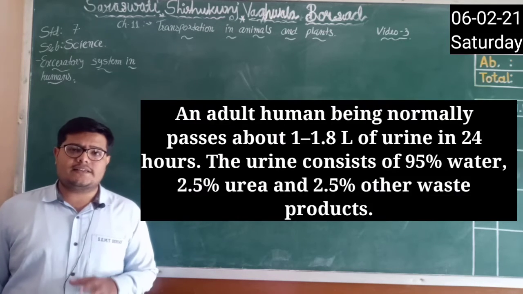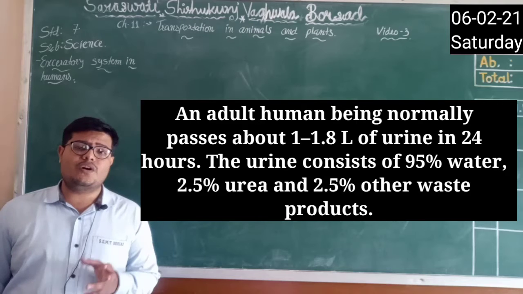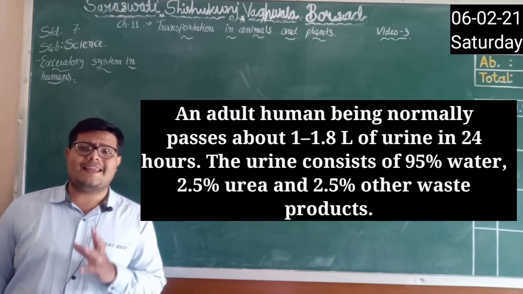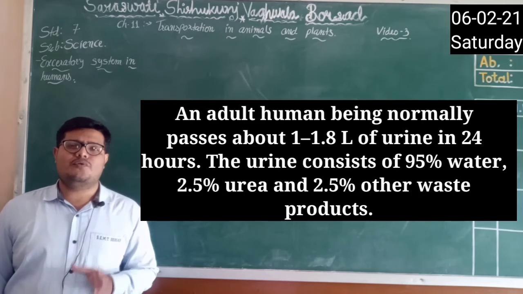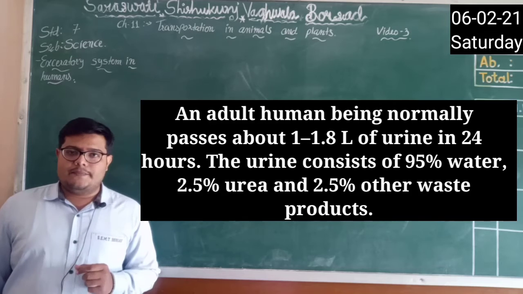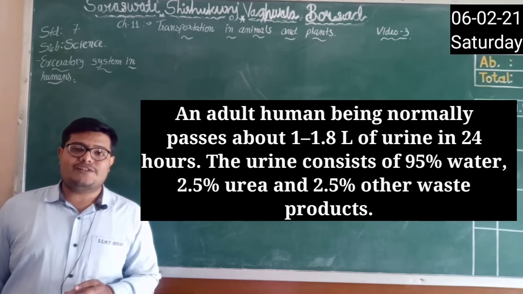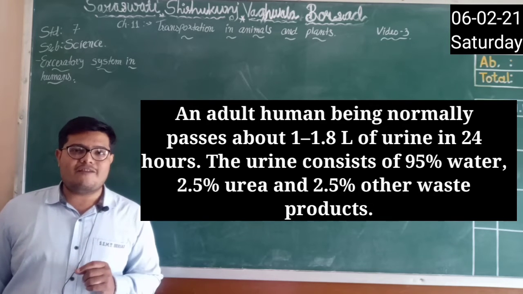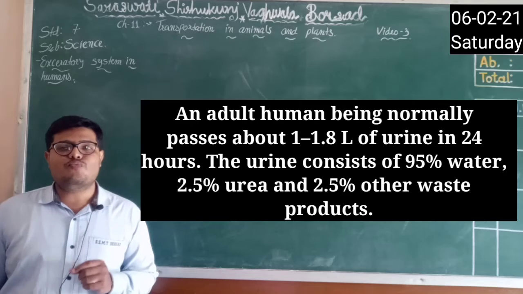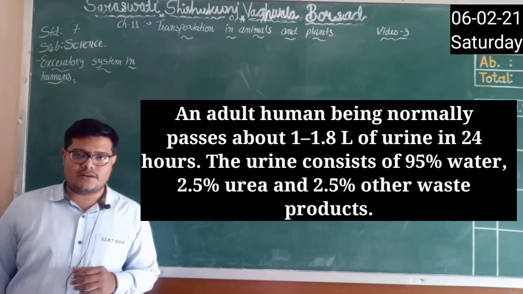An adult human being passes 1.8 liters of urine in 24 hours. The urine contains 95% water, 2.5% urea, and 2.5% other waste products.